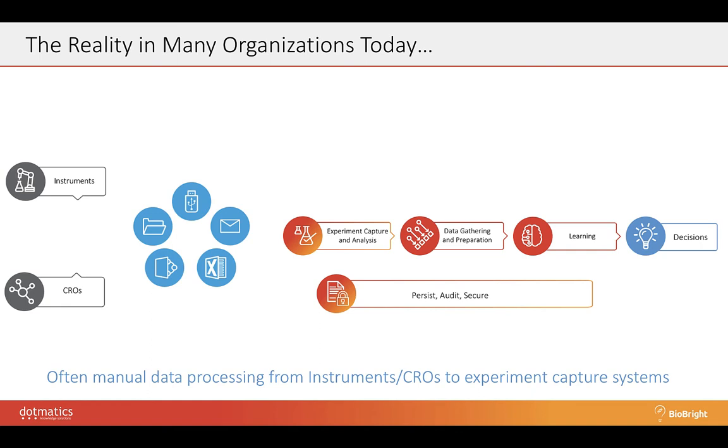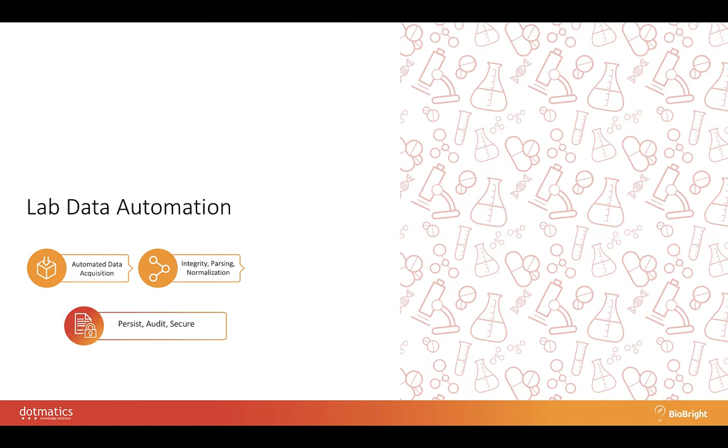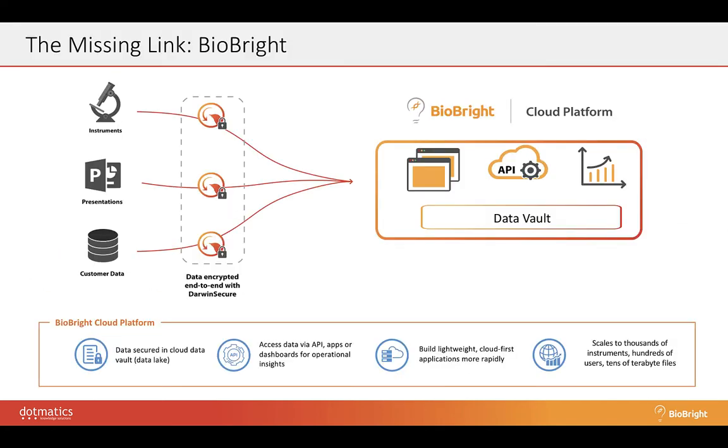So the first example I want to show you is going to focus on how we replace that blue piece on the left-hand side with automation. Specifically, that's automating data acquisition, persistence, parsing, and display of instrument data. From the diagram I just showed you, that was the missing link for Dotmatics. So a couple of months ago, we announced the acquisition of a Boston-based company called BioBright. The whole reason for that acquisition is that they are a solution to that missing link, providing the lab data automation platform needed to fill the gap.